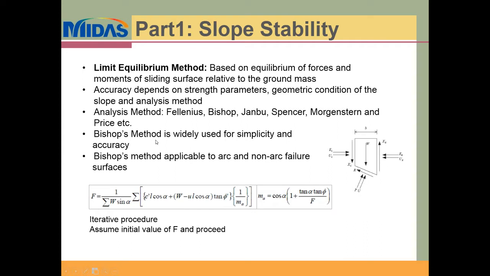But amongst them, the Bishop method is most widely used because of its simplicity and accuracy, and it is also applicable for arc and non-arc failure surfaces. As you can see in this expression here, the factor of safety for the Bishop method is determined using this expression, and it requires an iterative procedure. So you start with an assumption of an initial factor of safety, and then you iterate till the solution converges theoretically.